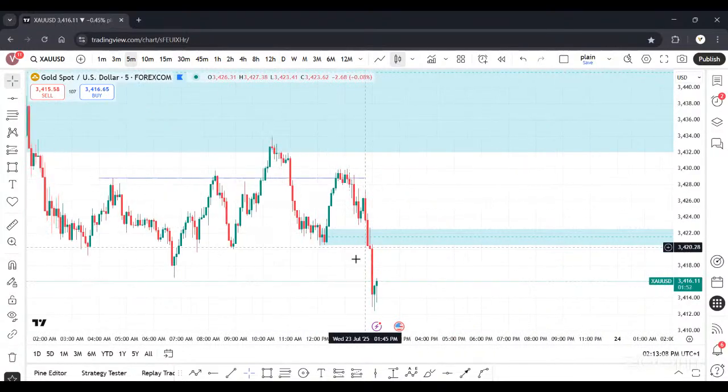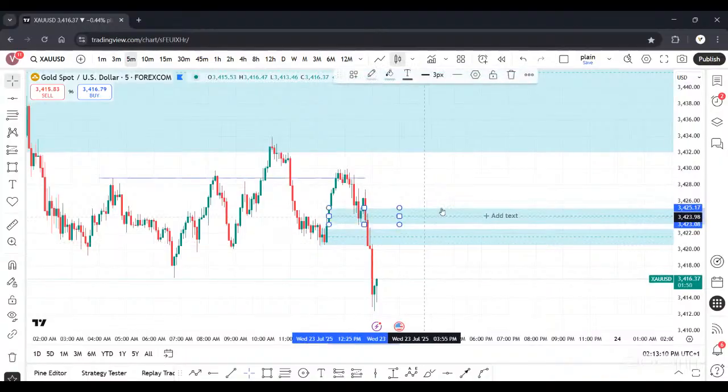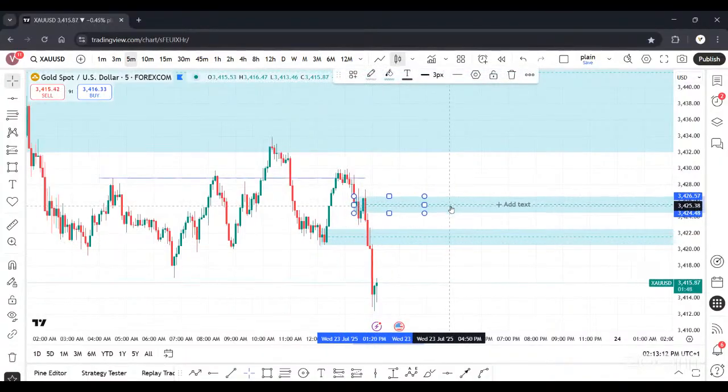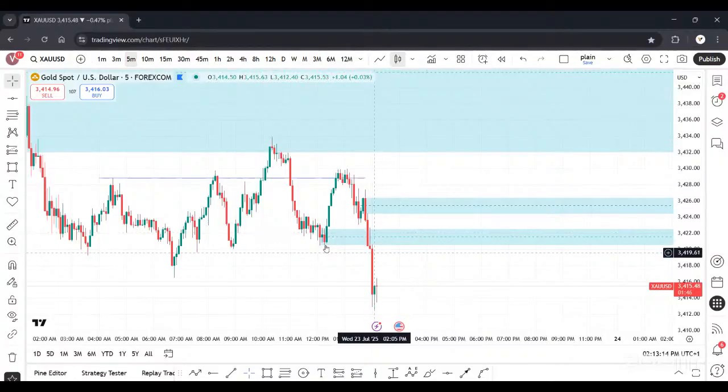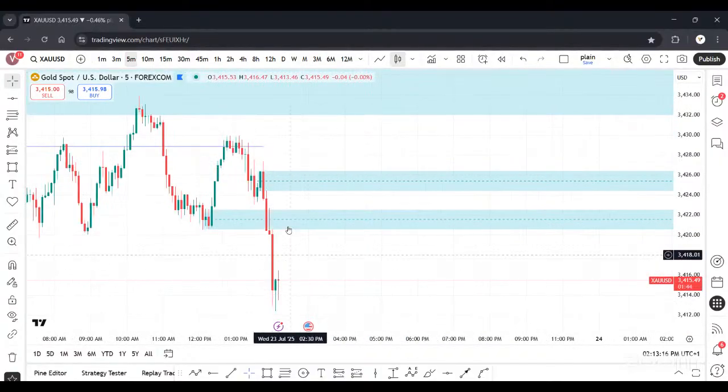So until now, we are looking forward to any of these two places. So you can look at this level here as an order block, and this one here as a mitigation block. Within these two regions, I'm expecting gold to retrace into it and then sell off to the downside.